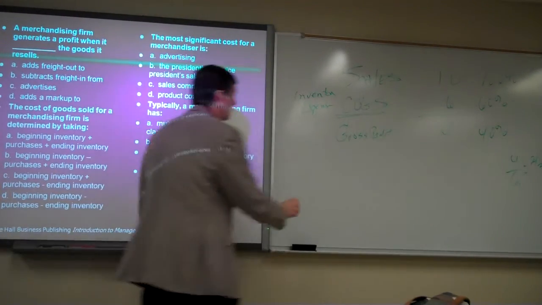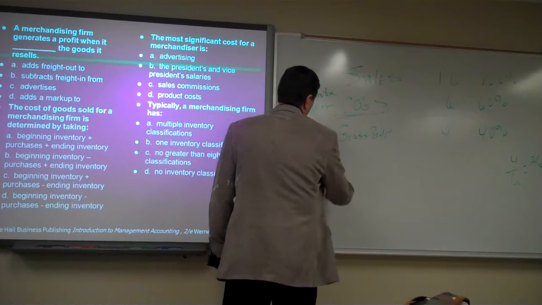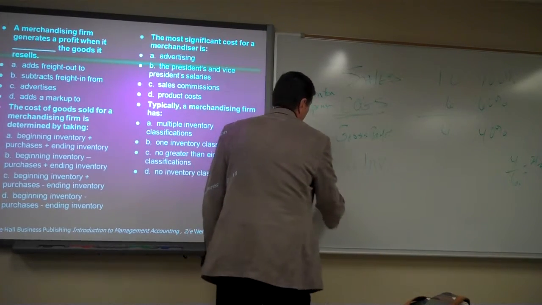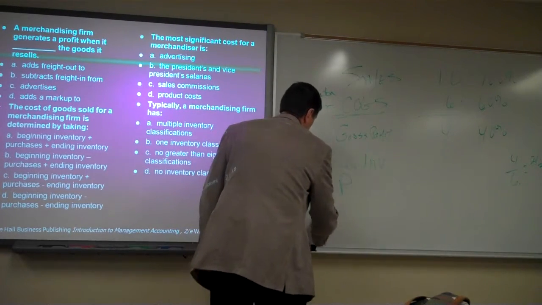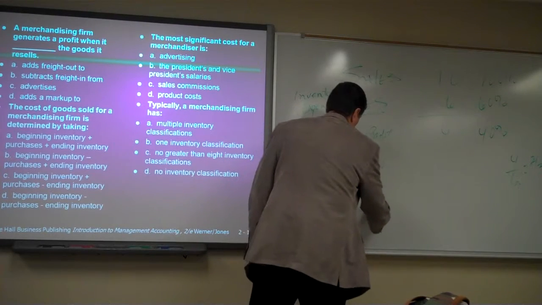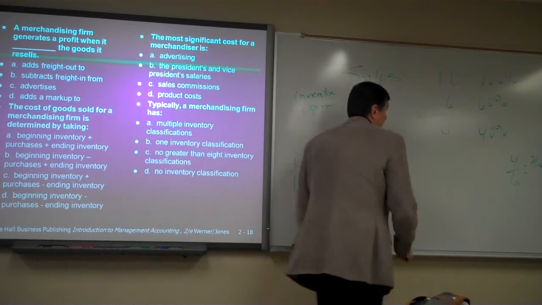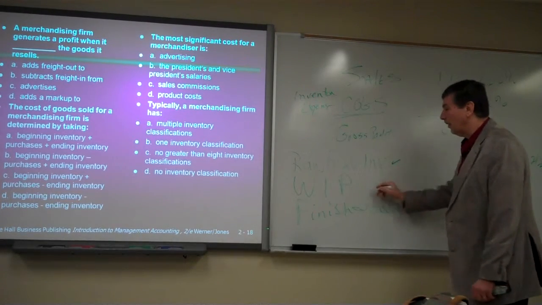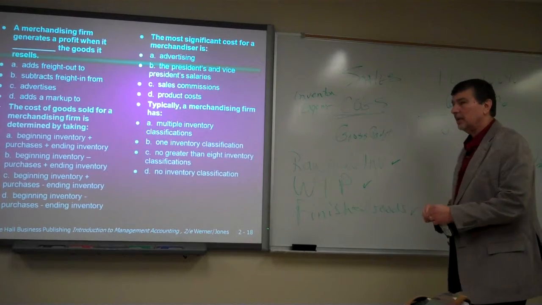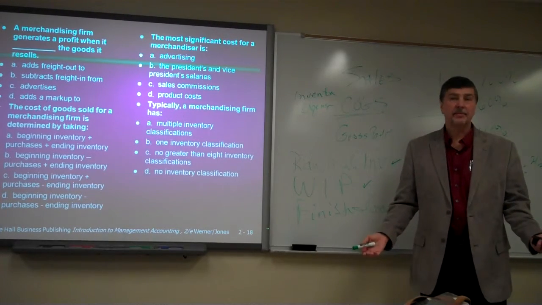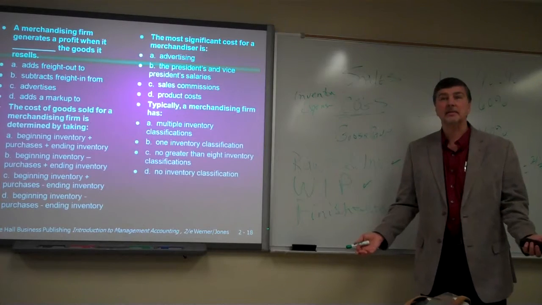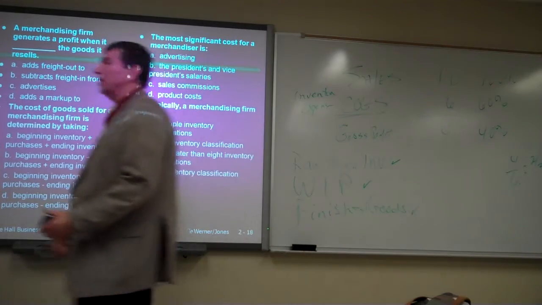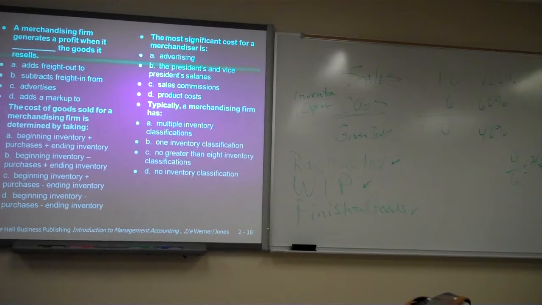But if you're a manufacturer, you're going to have raw materials inventory. You're going to have work in process, right? And then you're going to have finished goods. So if you look on a balance sheet under current assets, and you see materials inventory, work in progress, and finished goods, you know they're a manufacturer. You know that they manufacture products. So you would have multiple. That would be the reverse of that question.